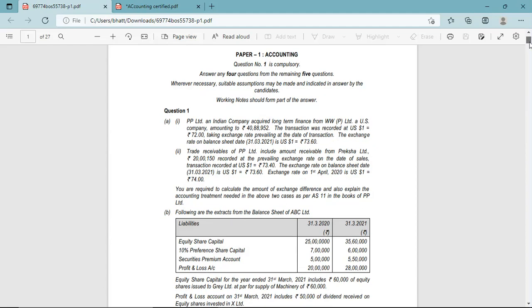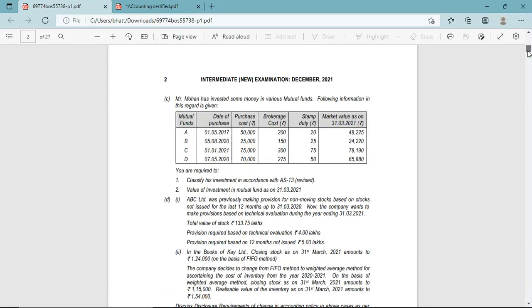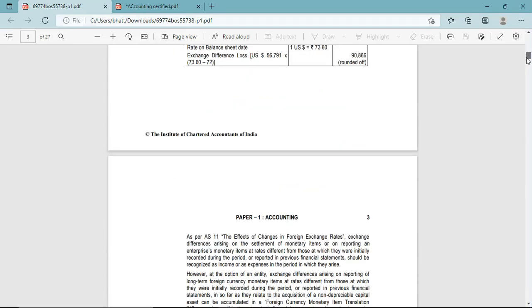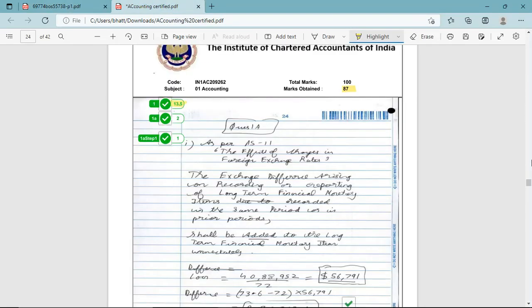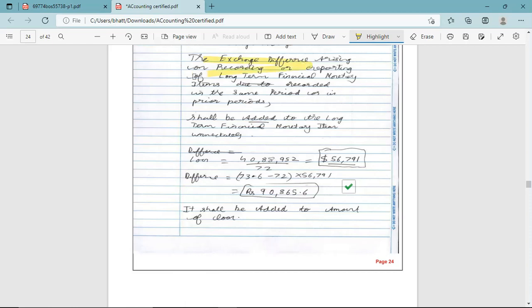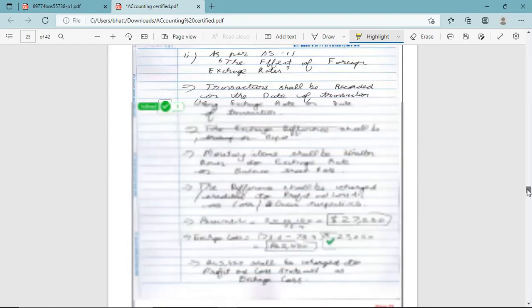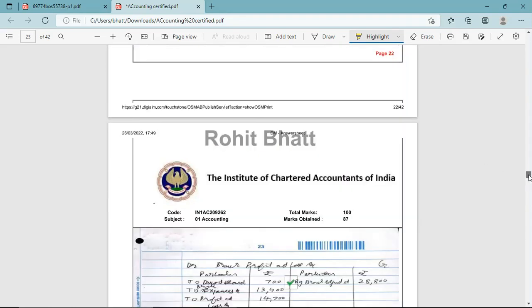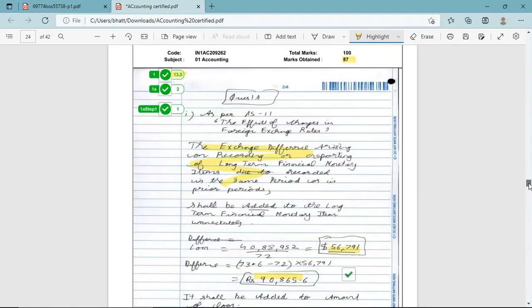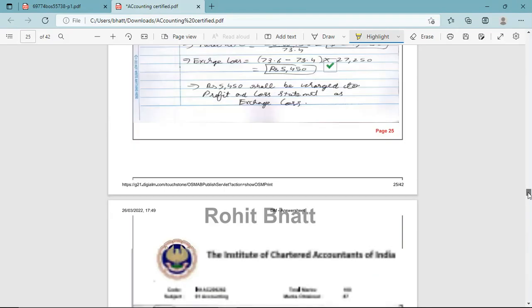The first question was of AS11. Here I had made some mistakes in the second part. The examiner hasn't read all these, just ticked these amounts. The first part was correct. Second part I had made some error, but I don't know why only 2 marks were given in this question.